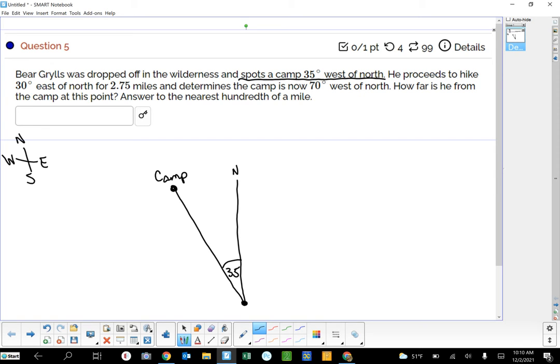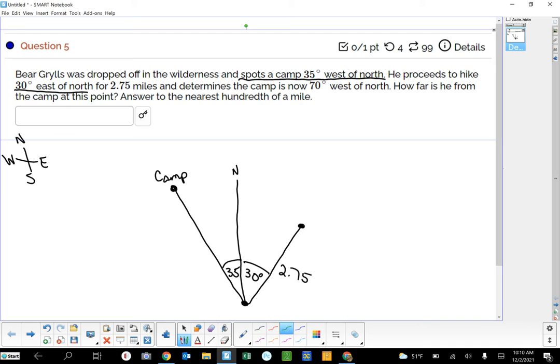Now, from the spot that he was dropped off, remember that's this part, he proceeds to hike 30 degrees east of north. So that's going to be this way, east of north, 2.75, and this is 30 degrees, 2.75 miles. So he gets to this point, and he determines the camp is now 70 degrees west of north. Well, here's where this gets a little weird.